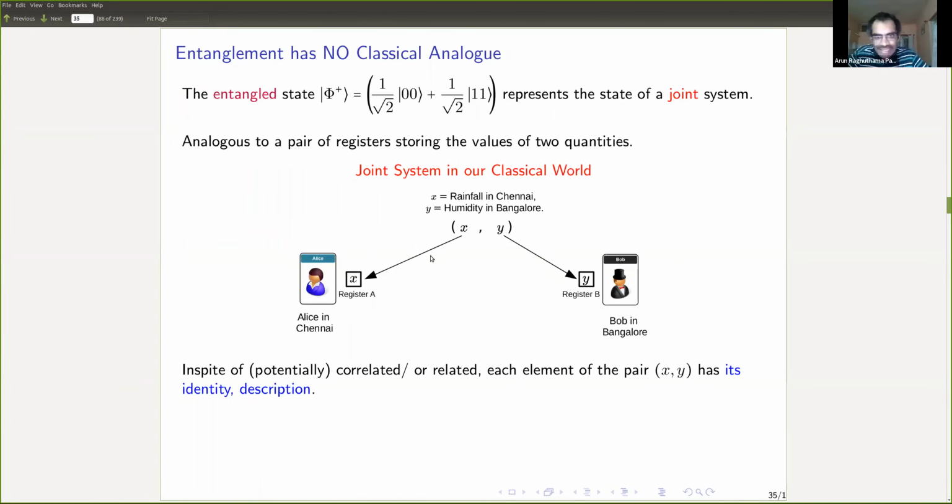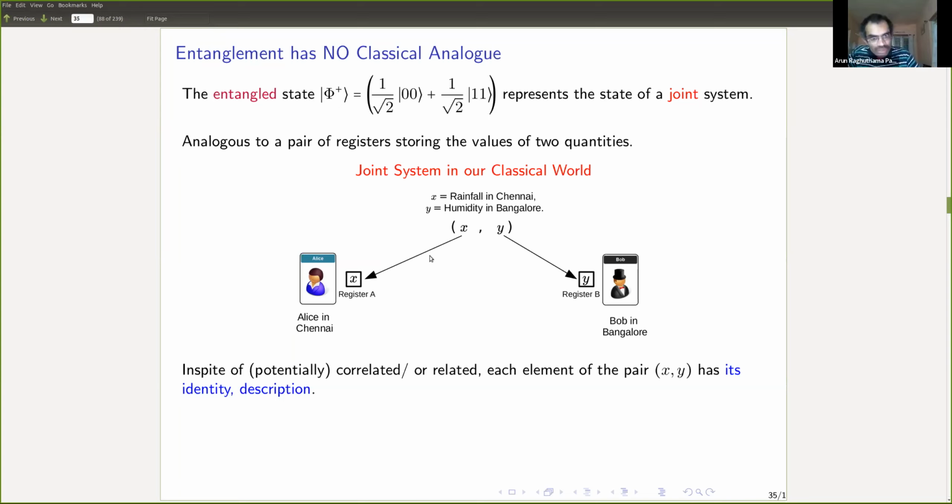In the classical world, if Alice is in Krakow and she holds the register X, and Bob is in Warsaw and he holds the register Y, then each one has a description for his register, right? Alice can say my register is in state X. Bob can say my register is in state Y. But this is not true in the quantum world.